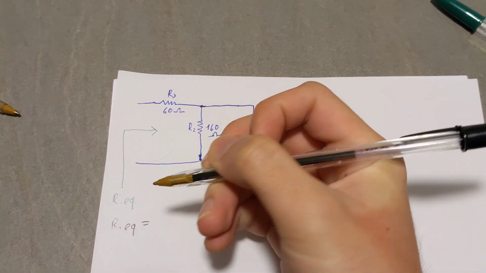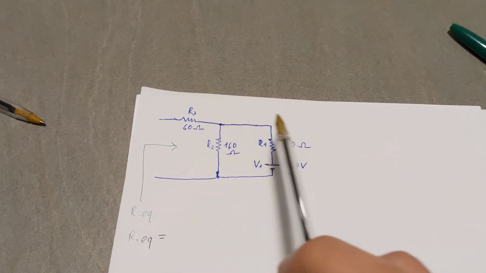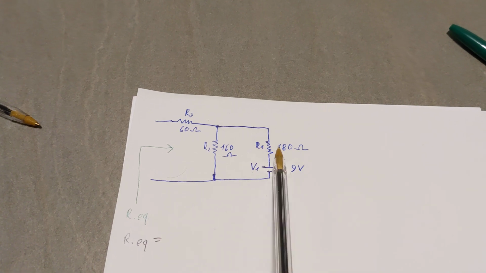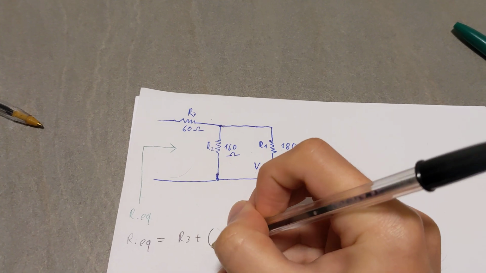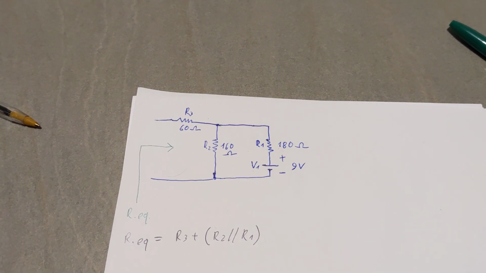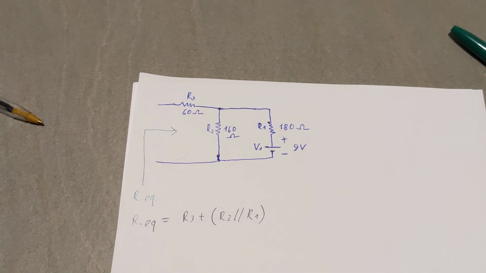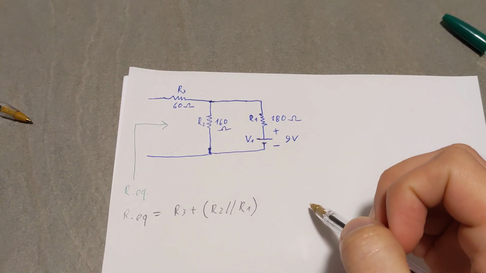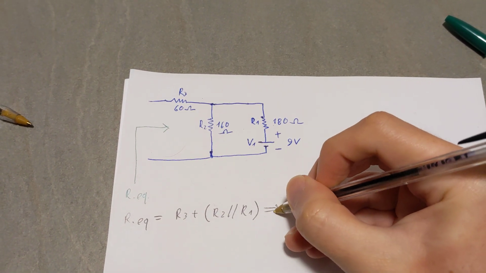Right, so to calculate and find out the equivalent resistance, what we're going to do is say, okay, the equivalent resistance is, in this case, R3 plus R2 in parallel with R1, because those two are in parallel. So we're going to say R3 plus R2 parallel to R1. Now, what does parallel mean? Well, parallel basically means that we are going to have to multiply the two values and divide by the sum of those two values.